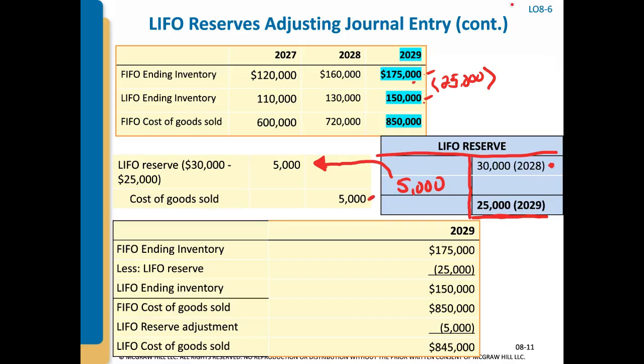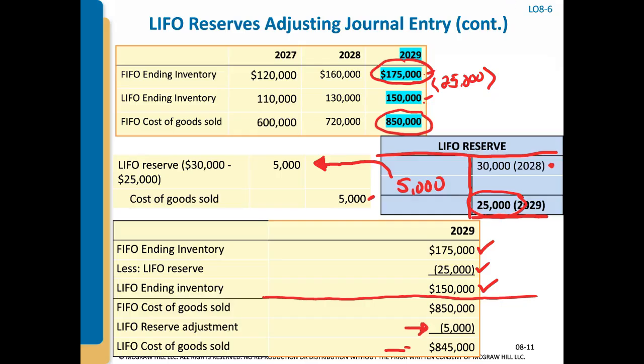So when we look at our 2029 financials, beginning inventory, FIFO inventory is 175, which matches right here. Our ending LIFO reserve is 25, which is right there, making our LIFO ending inventory to be 150,000, which is what we wanted. Additionally, that line should have gone right there. We have our FIFO cost of goods sold right there, 850, but we have reduced it by 5 with our journal entry, and therefore our LIFO cost of goods sold is 845,000.